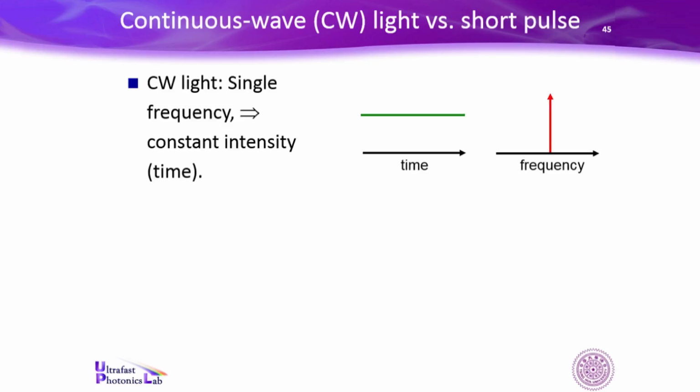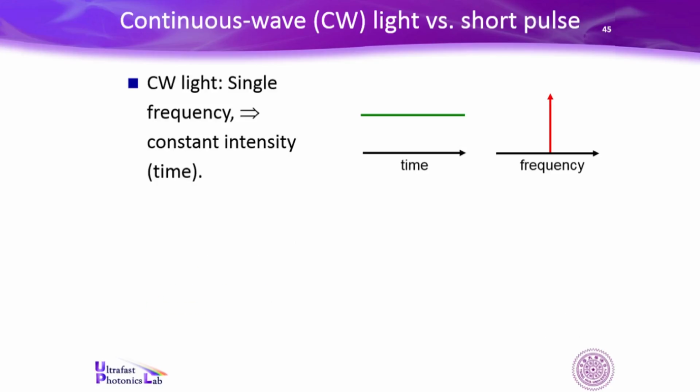First, we can compare the difference between CW light and the short pulse. What is CW light? In the time domain, you have a constant intensity, but in the frequency domain, you have a delta function, right? And it's mathematically true. The Fourier transform of a constant function is a delta function, as you have studied before. So this is the case for CW light.